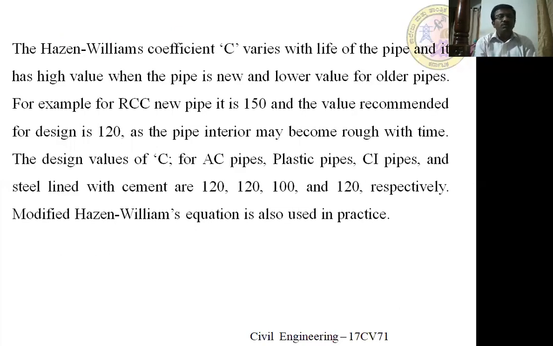The Hazen-Williams coefficient C varies with the life of the pipe, and it has a high value when the pipe is new and a lower value for an older pipe. Means the value of C depends upon the age of the pipe also. For example, for RCC new pipe it is 150 and the value recommended for design is 120. As the pipe interior may become rough with time, the design values of C for AC pipes, plastic pipes, CI pipes, and steel lined with cement are 120, 120, 100, 120 respectively.